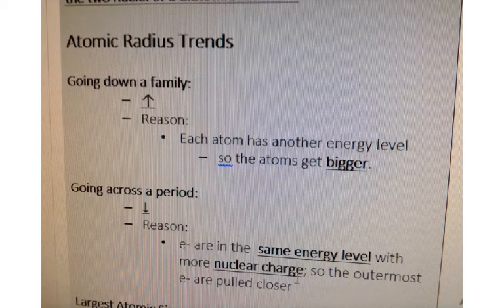So once they've defined that, what you need to know is how to identify which elements are going to have the largest radius and which ones are going to have the smallest. Going down a family, we are going to be referencing those influences that we talked about in the previous video. What happens is that the radius gets larger. This makes perfect sense when you think about it. You have a nucleus, and each time you go down a row, you are adding an energy level. And what happens to your size when you add an energy level? Obviously, it's getting bigger and bigger. So as you go down a family or down a column, your size increases.